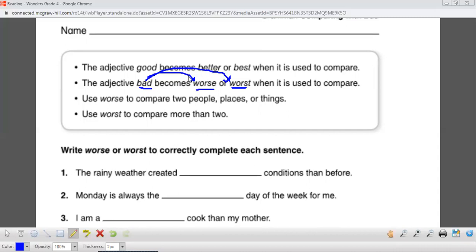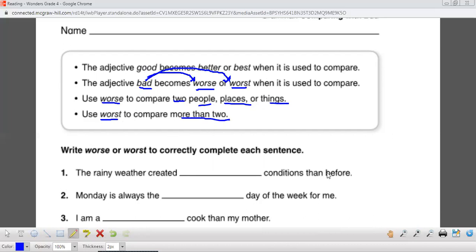And as I told you with good, when we compare two things, afterwards we will have than, and when we compare more than two things, before worst we will have the. So worse is used to compare two people, as we said with good, two in general, whether they are people, places, or things, or groups, or whatever. Worst is used when we compare more than two.